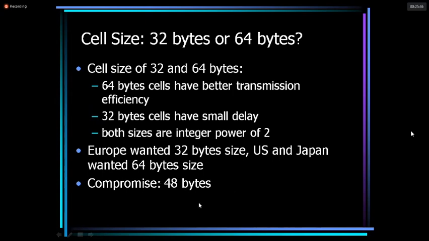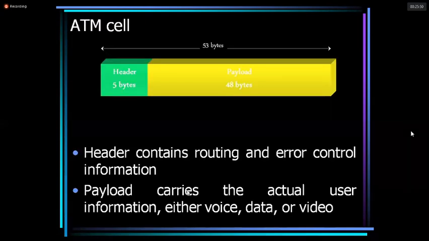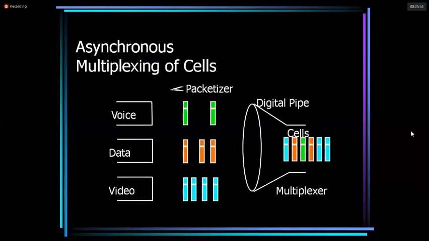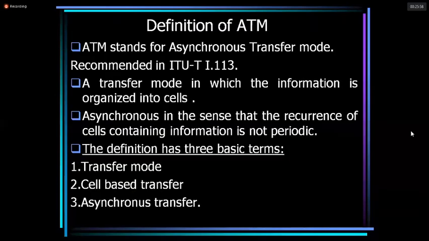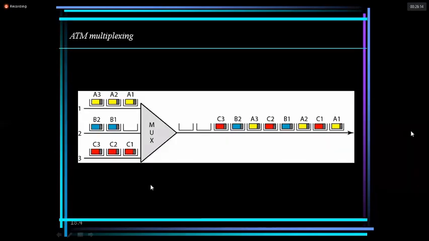Why not go with this structure, which has 5 bytes of header as well as 48 bytes of payload? So the second concept is also clear. According to my definition, the first one was clear, why it is asynchronous: though it is following TDM only, the occurrence of the cell is not periodic, so it is asynchronous transfer mode. And why it is cell based, I gave you clarity, right?